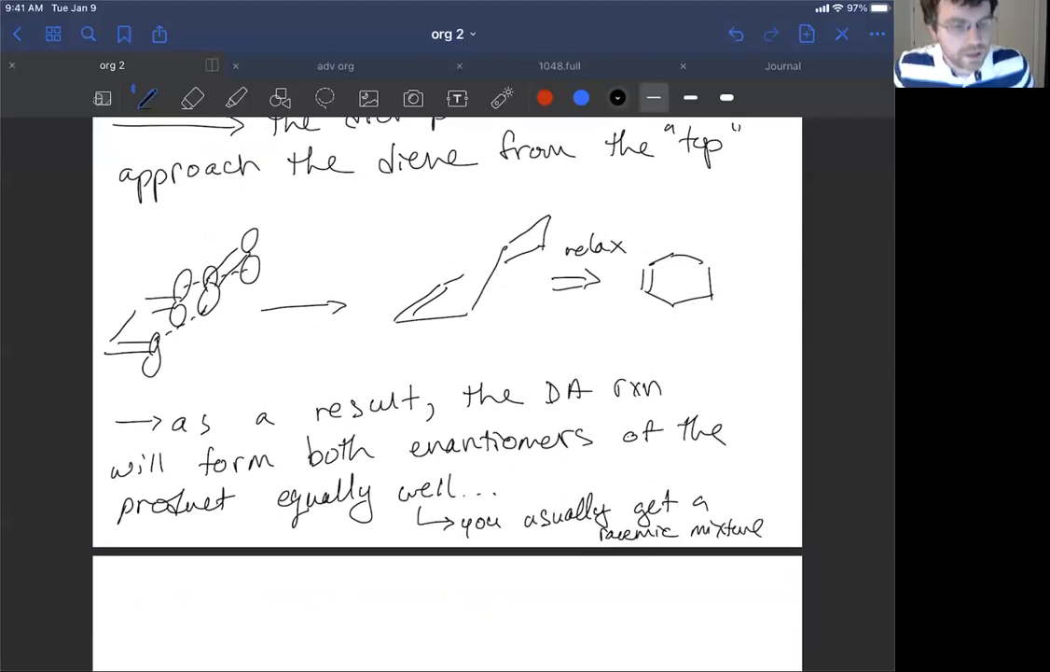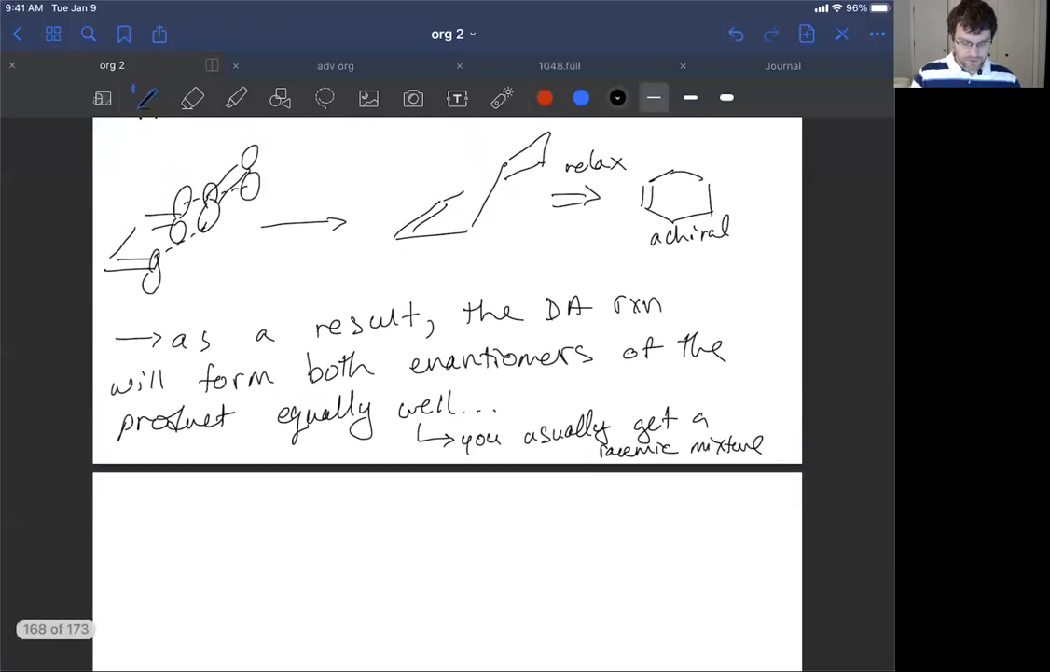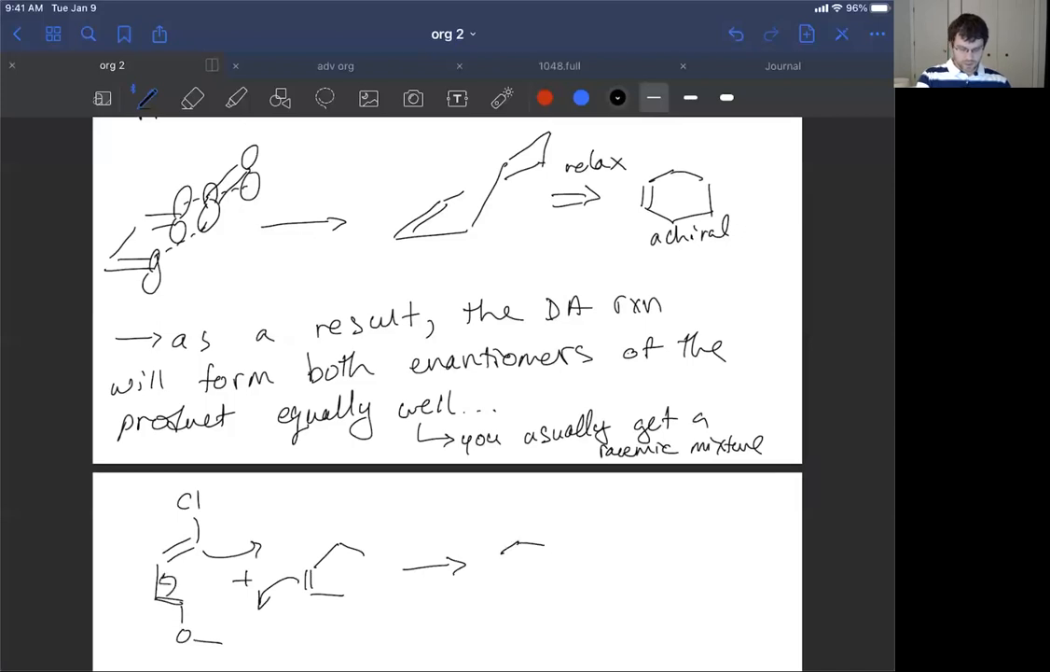Now, wait a second. Why are we talking about stereoisomers at all? So far, the products that we've been drawing are achiral, right? Well, it turns out that if we add some more substituents, we can actually generate stereoisomers. For example, if we had this diene and this dienophile, we could form stereoisomers.